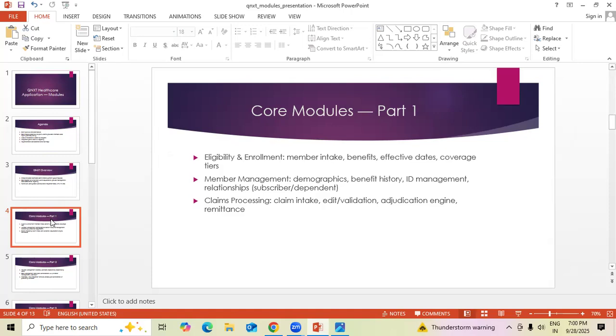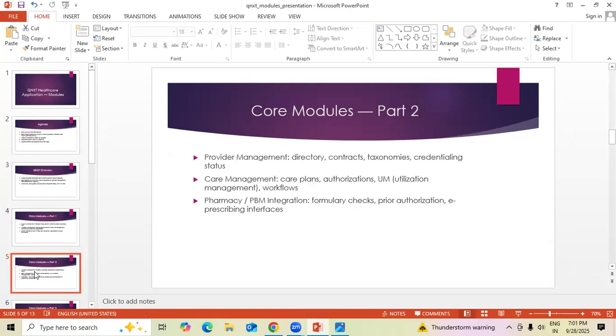Next one is claim processing. Whatever claims we have received, once a claim is received, usually we have to verify and validate to what extent the details given in the claim form are right or not. Is there any kind of edits or differences? All of this is part of editing and validation. Followed by this, the adjudication engine and remittances. This is all about claim processing.